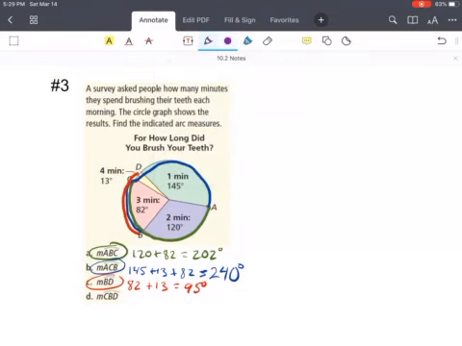And then lastly, CBD, C through B, all around to D is including everything but 13. So I could do the circle minus 13, or add up each one and get 347 degrees.